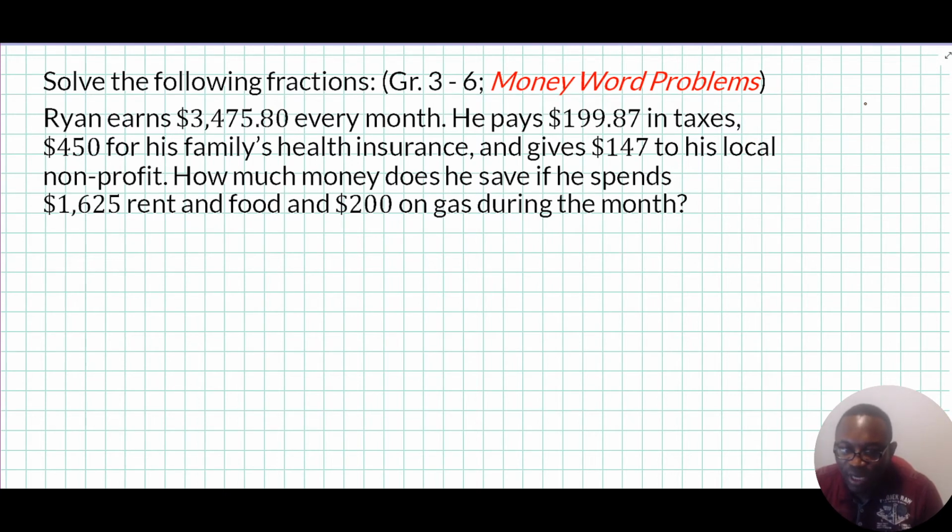Okay, let's give you a few minutes on this one. We want to find out how much he gets to save after all these expenses. How much will he save after spending all of this based on his income? I want you to pay attention to keywords.